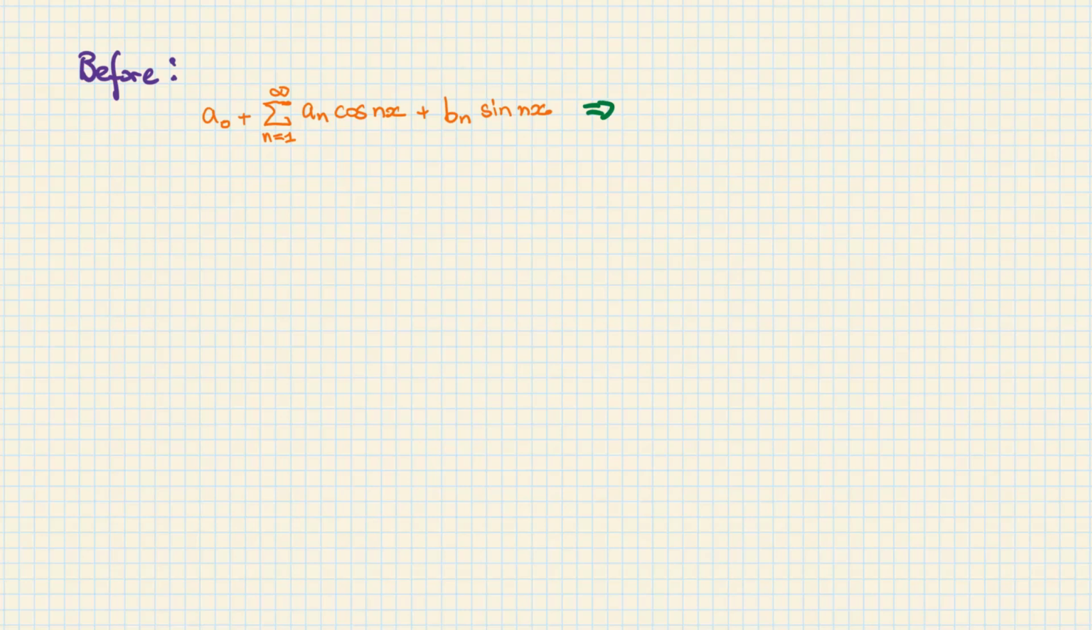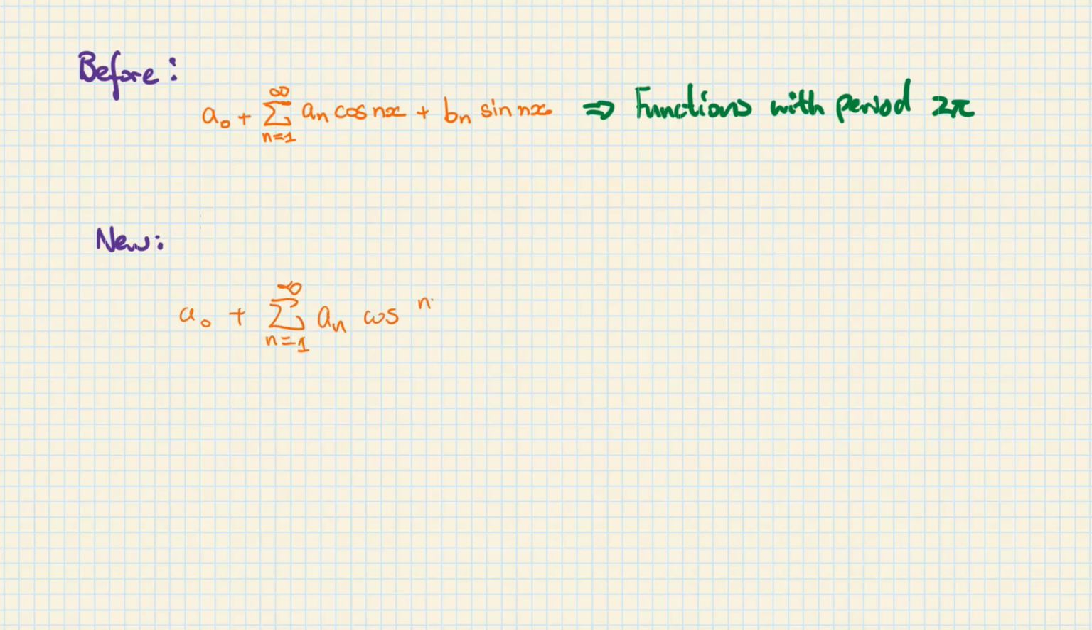So this one only represents functions with period 2 pi. So now I'm going to rewrite this such that it can capture functions with any arbitrary period. So here, L is half a period, and this will simplify things later.